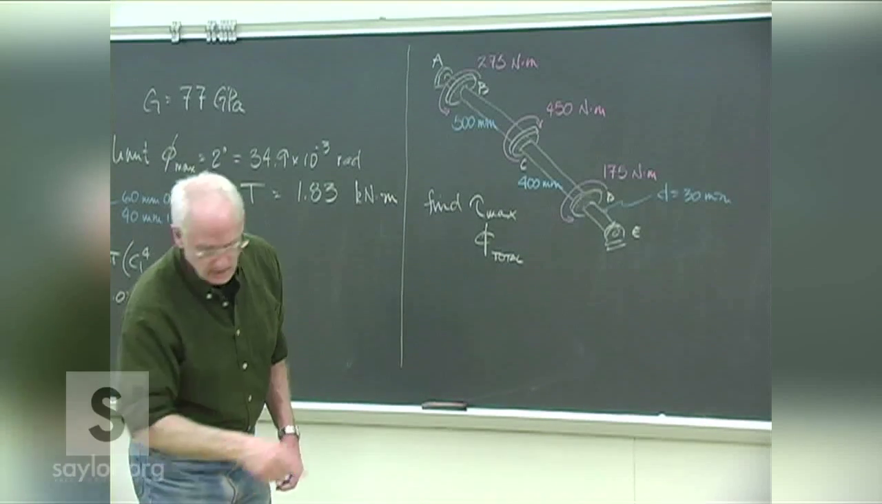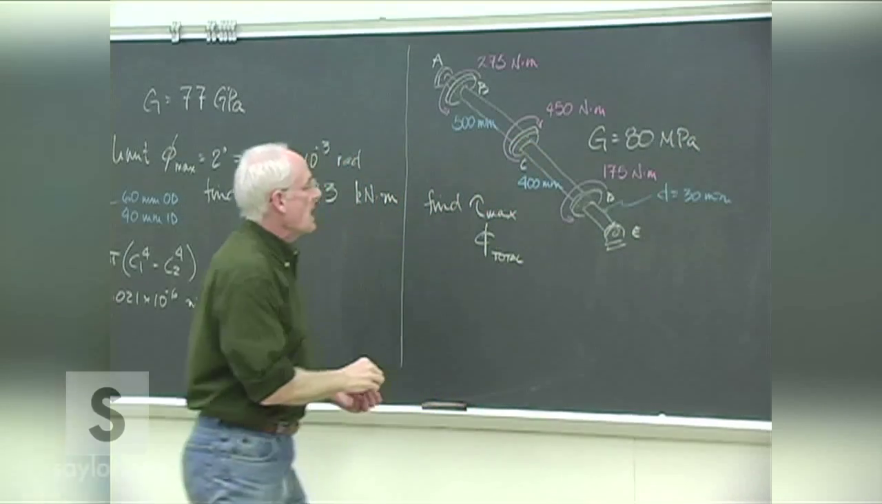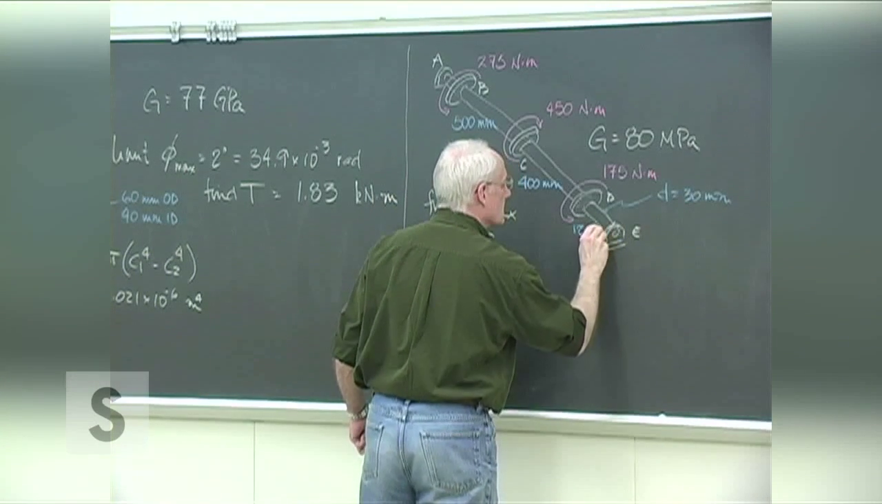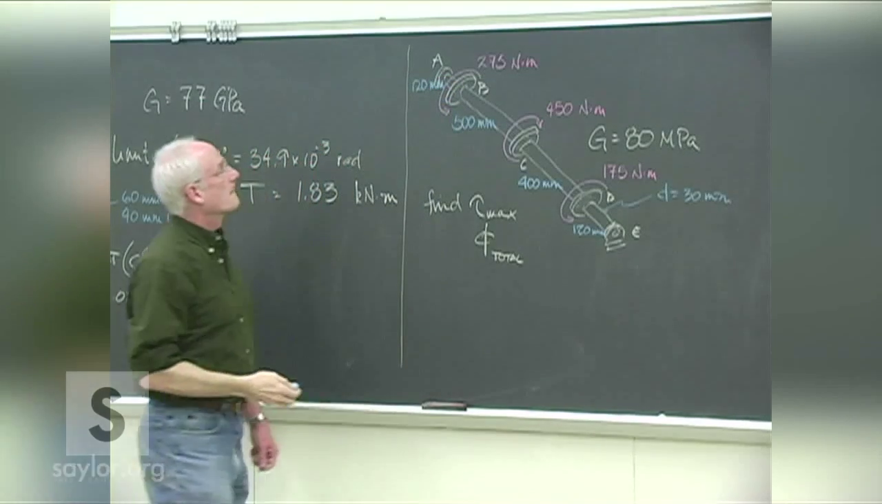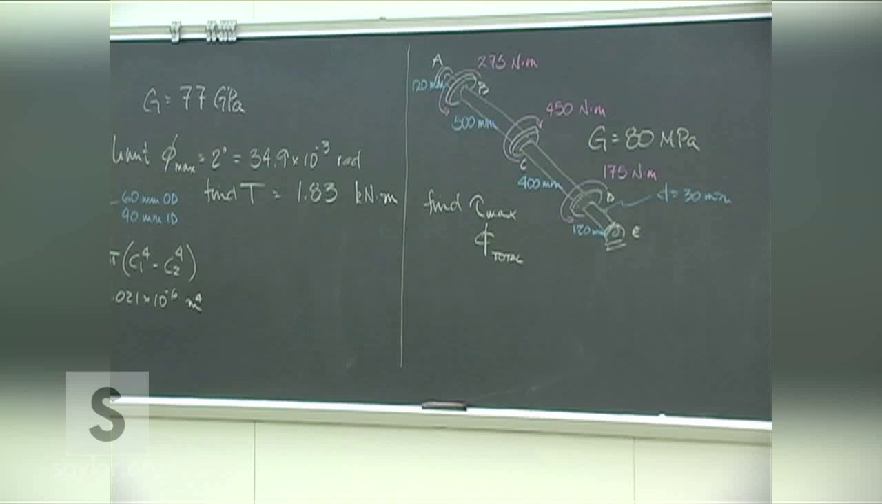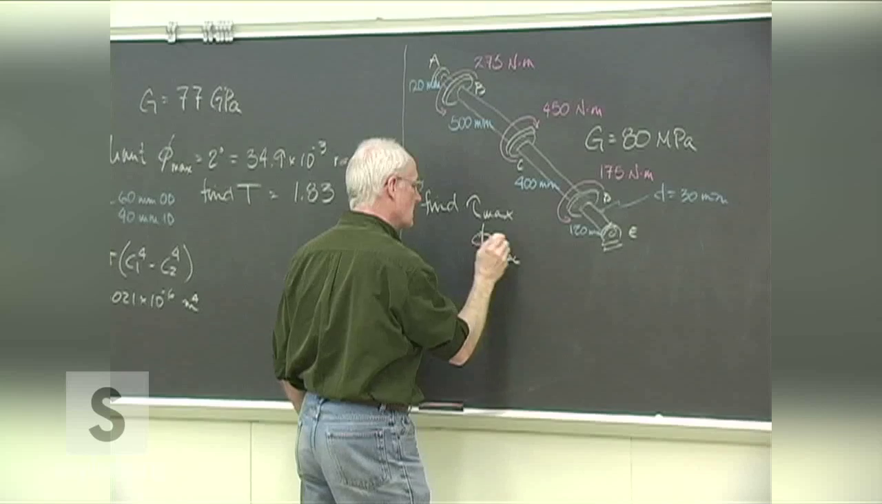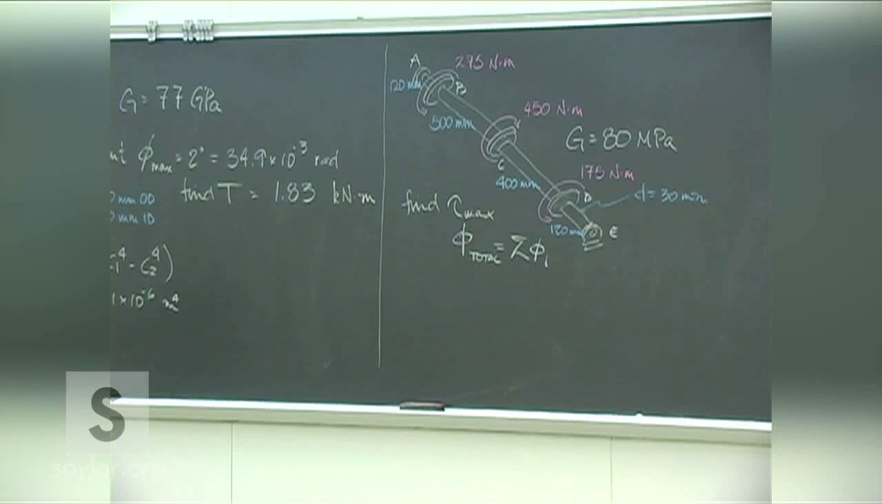You also need two other little pieces. G is 80 megapascals, and the extra dimensions on either end to the bearings are 120 millimeters on each end. And as you can imagine, the total angular deformation will be a sum of all the other deformations along the length of the drive shaft.